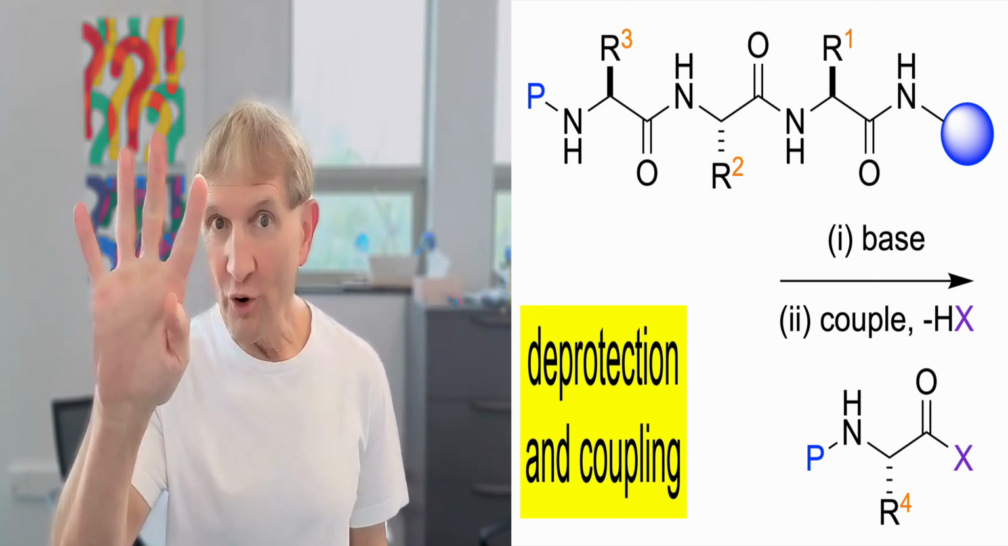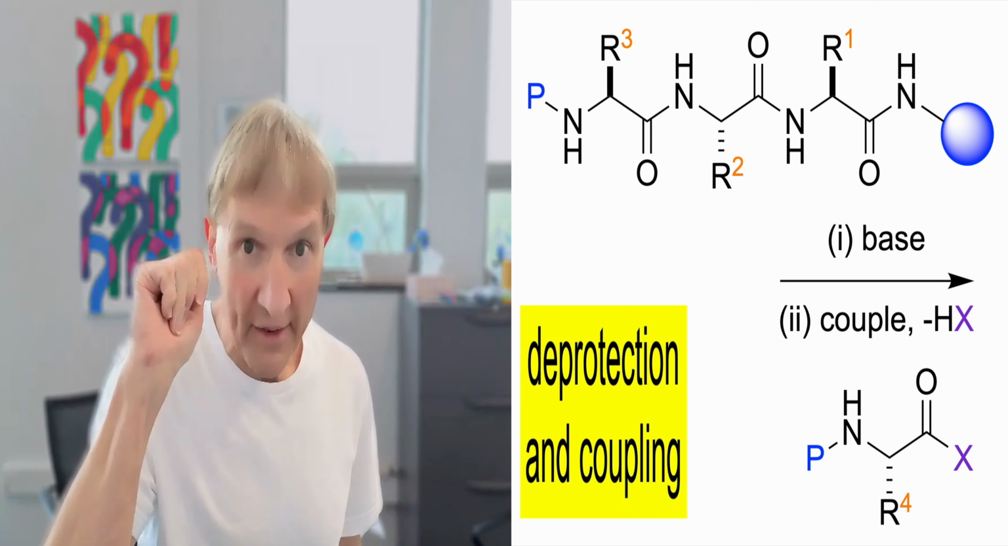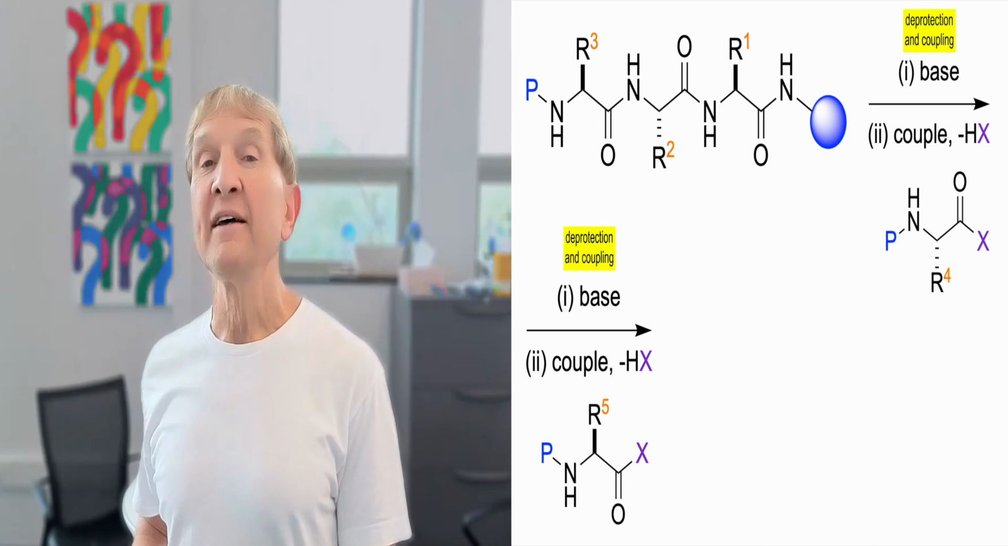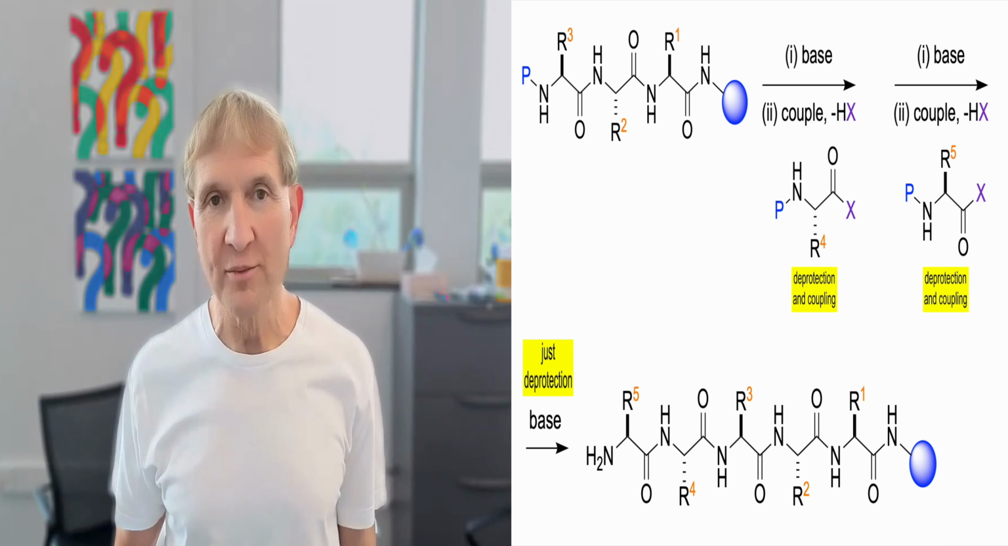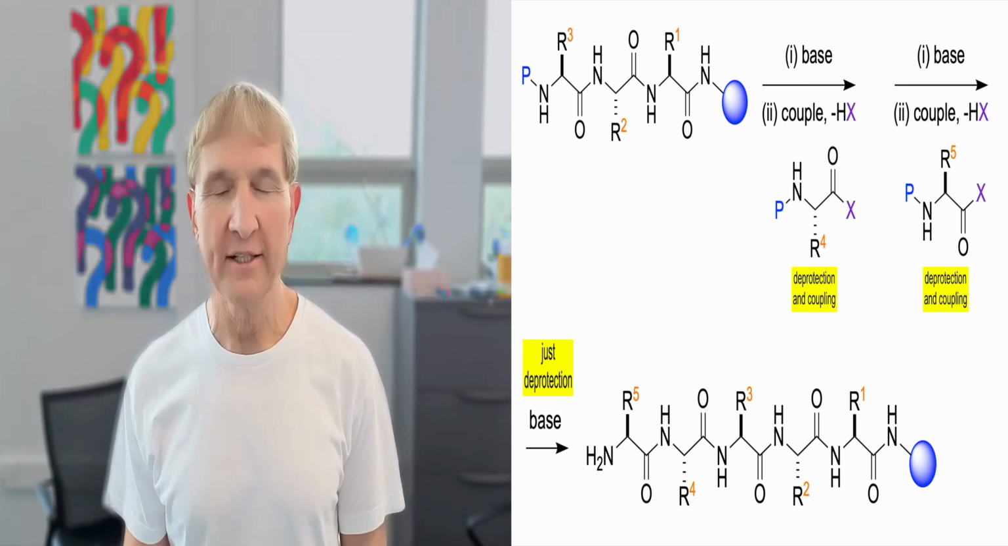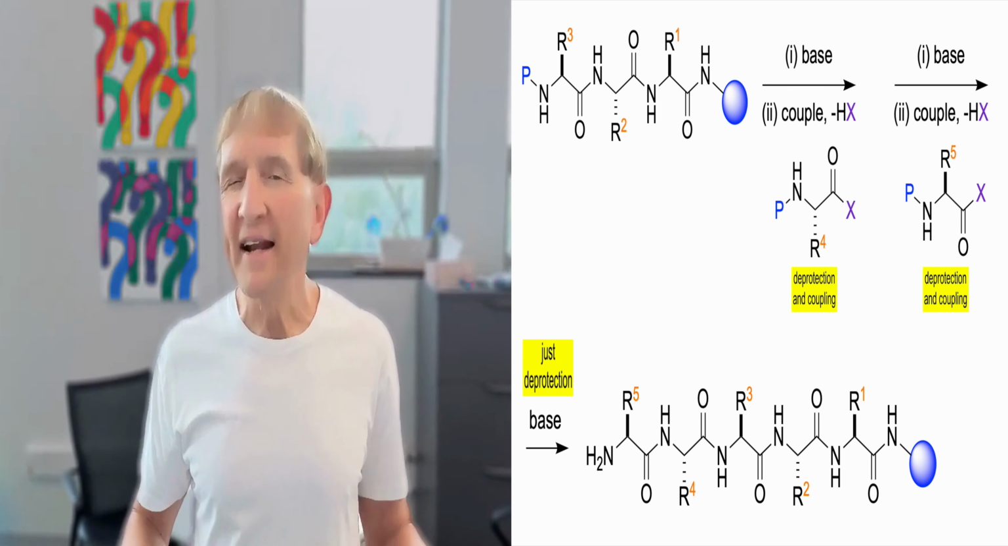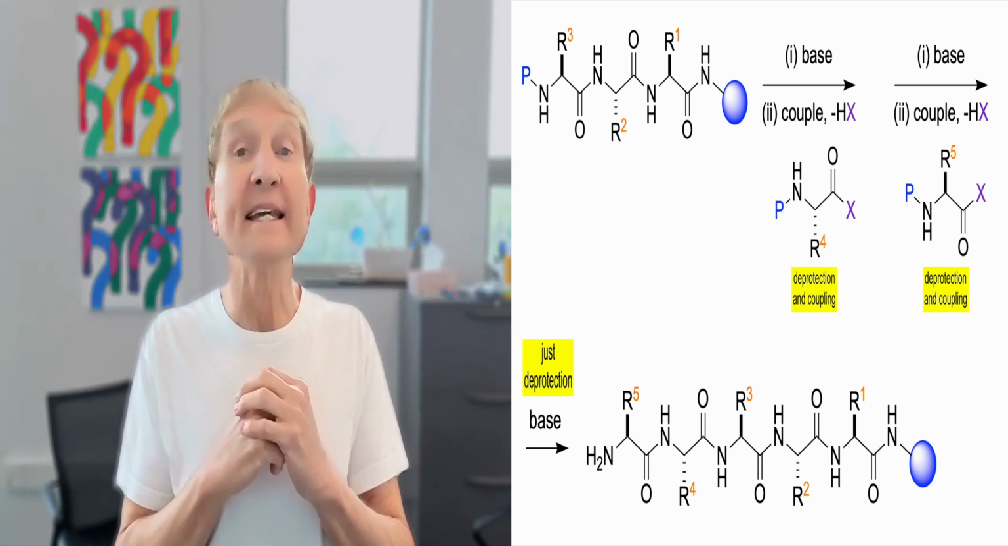So for the tetrapeptide, another deprotection and coupling gives a pentapeptide on the resin. Let's say that's where we want to be. We want to make a pentapeptide. So now we pull in that other characteristic of the linker.